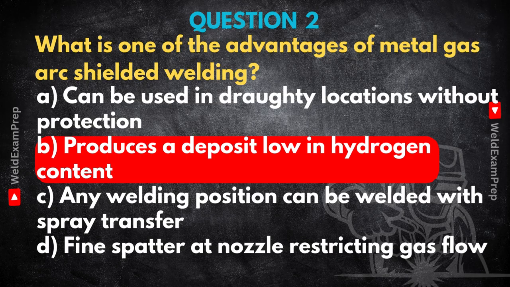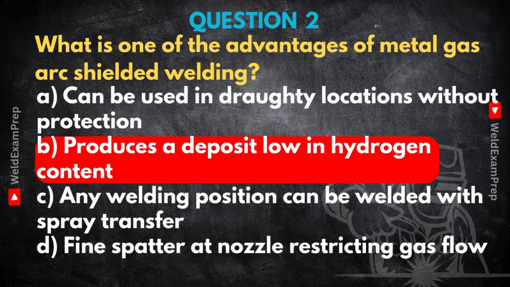Exactly. Trying to use spray transfer vertically, going up or overhead, the molten metal would just drip or fall out of the joint. You'd get a completely unacceptable weld. So other modes for other positions. Right. Other transfer modes like short circuit or pulsed spray are used for all position welding. But the question specifically says spray transfer. So C is incorrect.